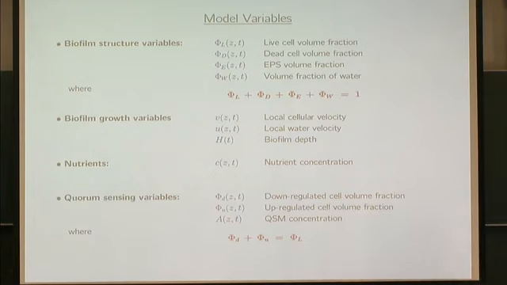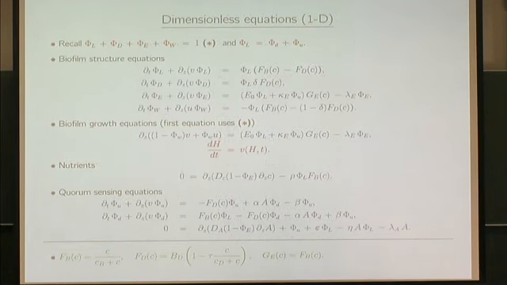The water velocity has its own velocity, and h is our depth variable. Got nutrients diffusing around, and then we've got our quorum sensing, which is the same type of ideas, upregulated, downregulated quorum sensing molecules. All space is going to be occupied by one of these four states, so being fractions, they add up to 1. And the down and upregulated add up to phi L, which is the live cell fraction. Okay, so we write down equations to describe this.